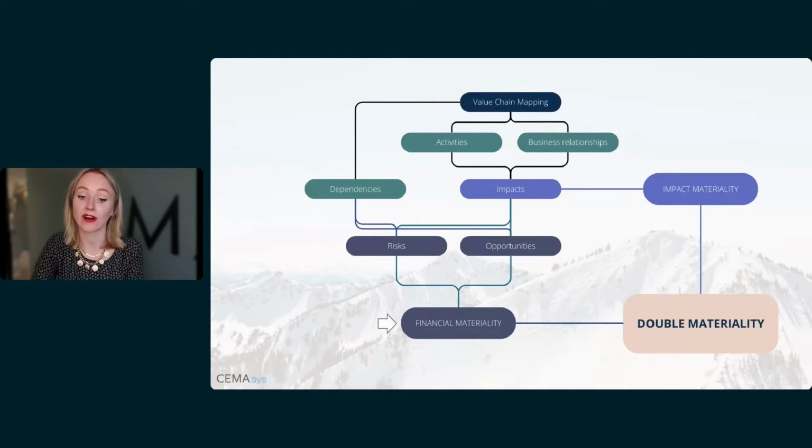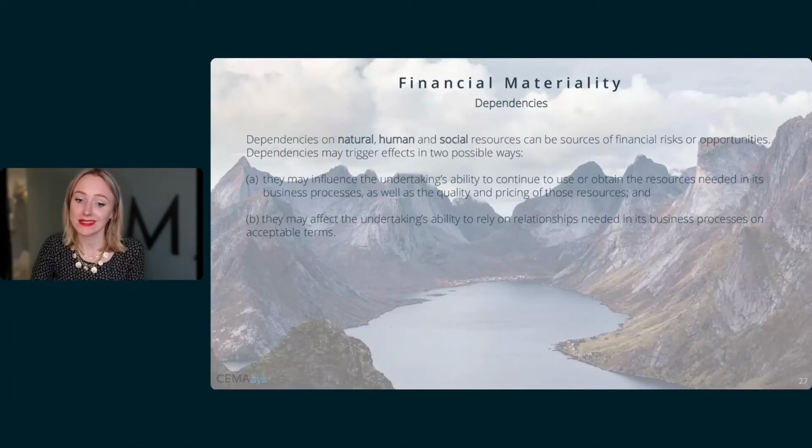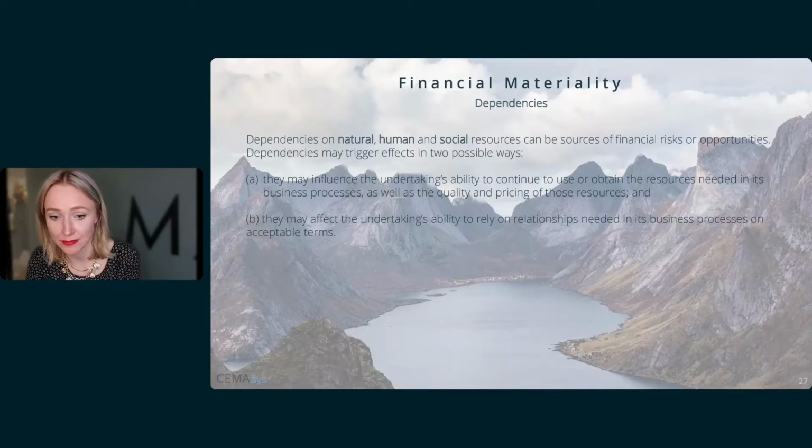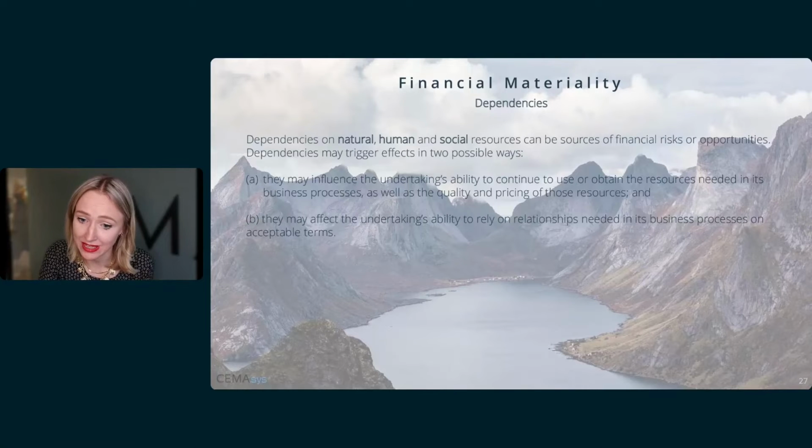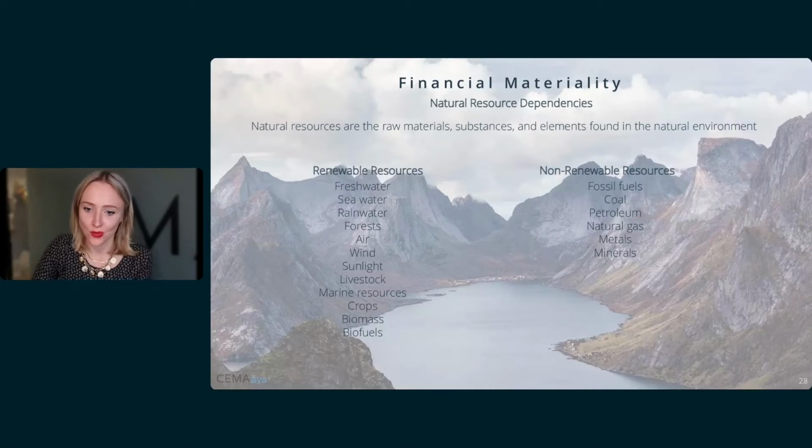All right, so what are dependencies? Dependencies on natural, human, and social resources can be sources for financial risks and opportunities. Dependencies may trigger effects in two possible ways. They may influence the undertaking's ability to continue to use or obtain the resources needed in its business processes, as well as the quality and pricing of those resources. And they may affect the undertaking's ability to rely on relationships needed in its business processes on acceptable terms.